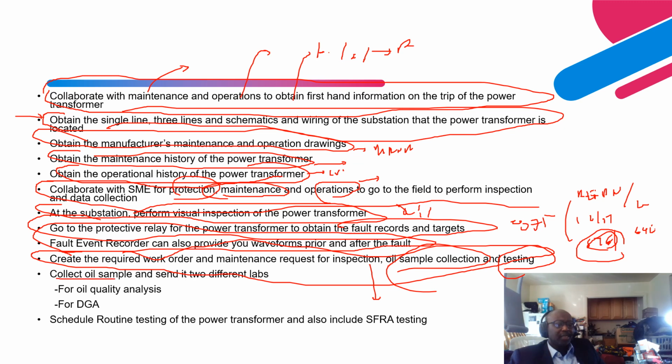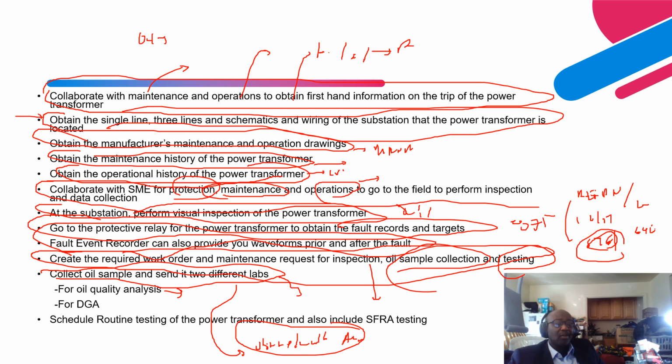Then you collect the oil samples. When you're collecting the oil sample, you want to make sure that you obtain the top oil temperature at that time, winding temperature, humidity, and ambient temperature. Those are the information. Also, you want to avoid contamination when you are collecting the oil sample. You're collecting the oil samples for oil quality analysis to be performed. What am I looking for? I'm looking for oil breakdown voltage testing, moisture, acidity, neutralization number, furans, interfacial tension, and any metals inside the transformer oil.